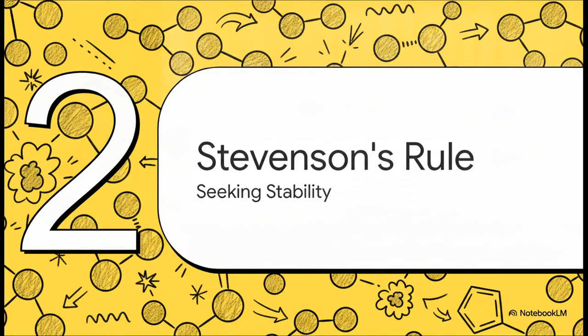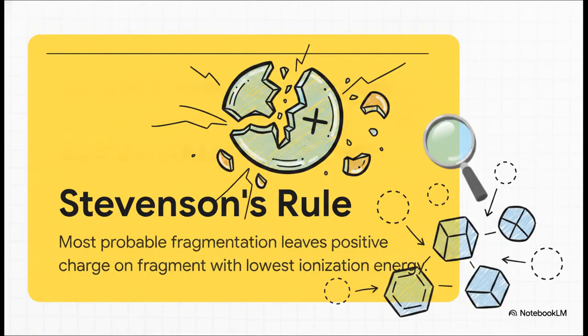Moving on to Section 2, Stevenson's rule of stability. Think of this kind of like dropping a complex glass object on a hard floor. It doesn't just vaporize, right? It breaks at its weakest joints into the most structurally stable pieces. Stevenson's rule tells us that the most probable fragmentation is the one that leaves the positive charge on the fragment with the lowest ionization energy.